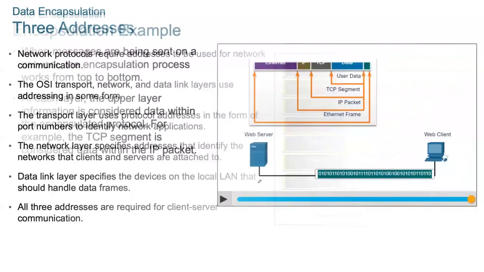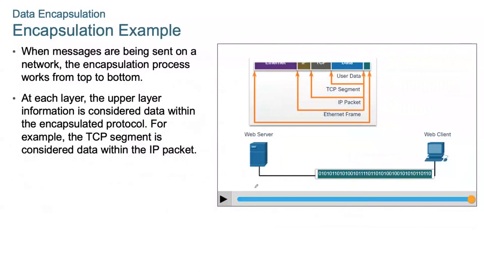Okay. So here in the encapsulation process, when a message is being sent on a network, the encapsulation process works from top to bottom on the sender side. On the receiver side, it is bottom to top. So at every stage, the decapsulation will be done. First, when bit streams are received, they will be converted into frames. Then the frame header and frame trailer will be decapsulated.